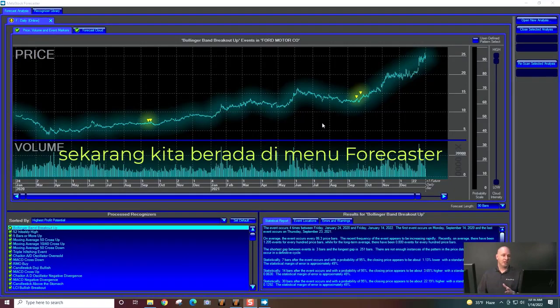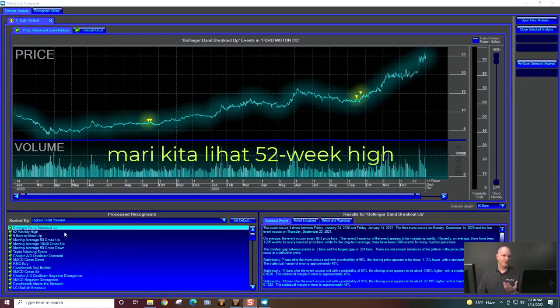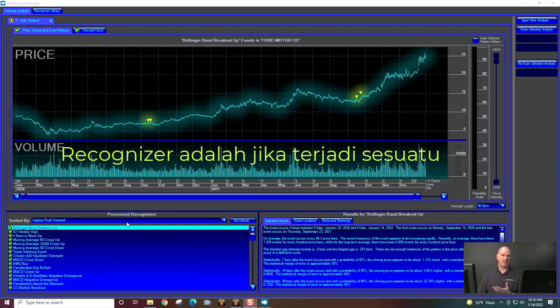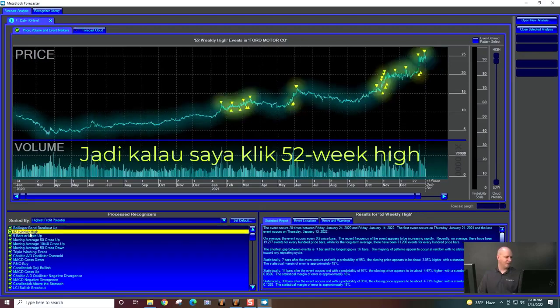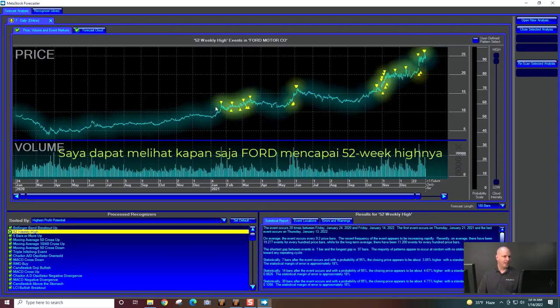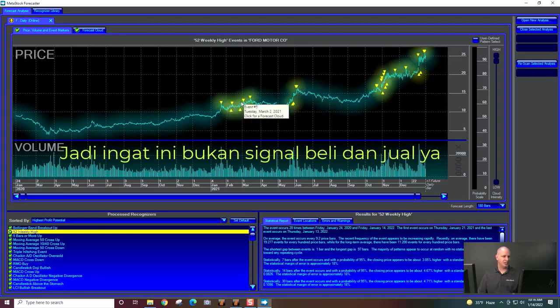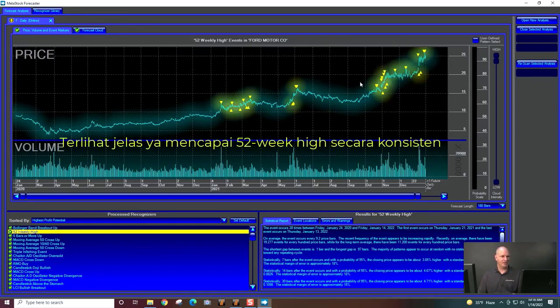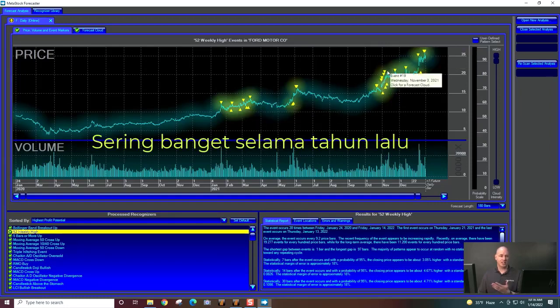Now that we're looking at the forecaster, let's look at the 52-week high. So down here we have what are called recognizers, and a recognizer is when something happens. So if I click 52-week high, I can see all the times that Ford has hit its 52-week high. Now, these are not buy and sell signals here. These are whenever a 52-week high has happened. So we can see it's hitting 52-week highs fairly consistently here, and it's happened a lot over the last year.